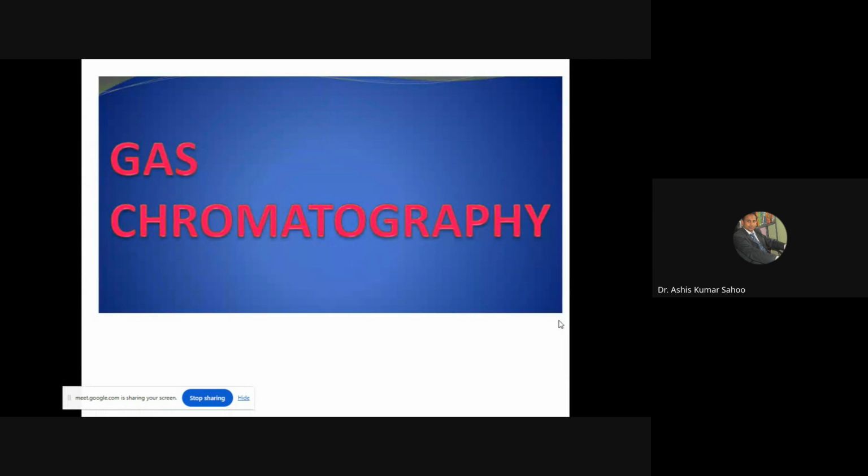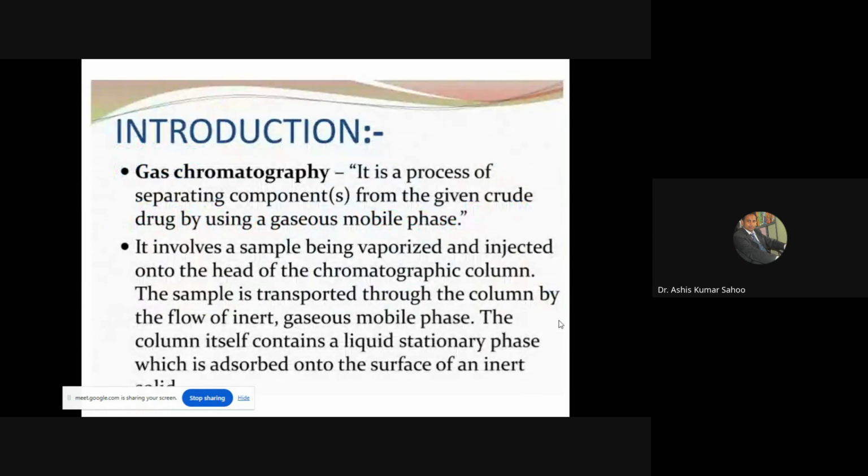So what is gas chromatography? This is one of the techniques of separation of mixtures in chromatography. Gas chromatography is a process of separating components from the given crude drug by using a gaseous mobile phase. It involves a sample being vaporized and injected on the head of the chromatography column. The sample is transported through a column by the flow of gases. So here an inert gaseous mobile phase will be used.